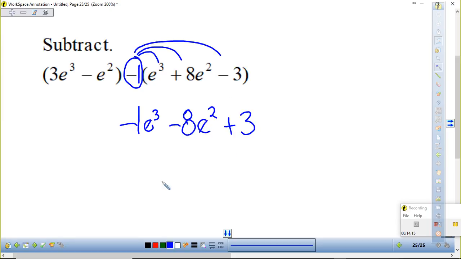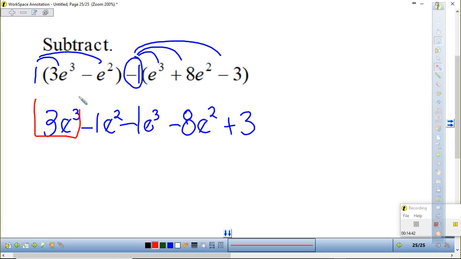Are we there so far? So we got rid of the parentheses on this one. Let's get rid of the parentheses on this one. What is the leading coefficient here, everyone? 1. Distribute. So we're left with 3e cubed and negative 1e squared. Okay. Are we there so far? Okay, let's combine.